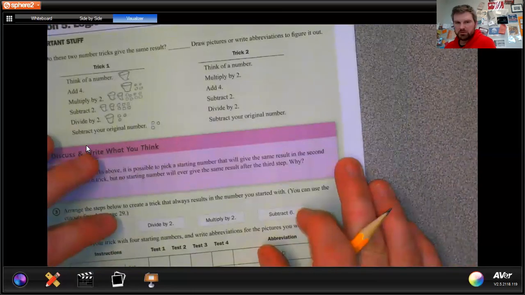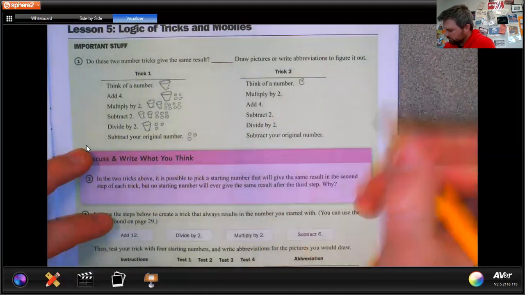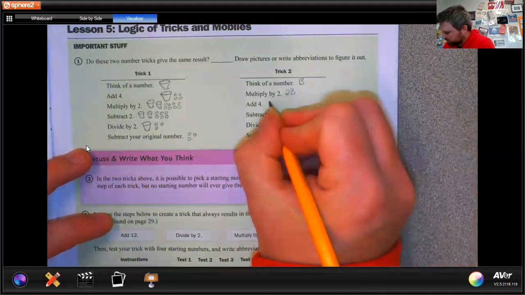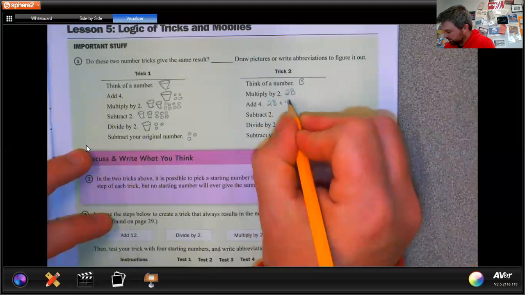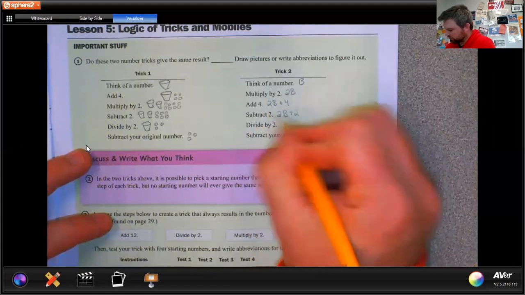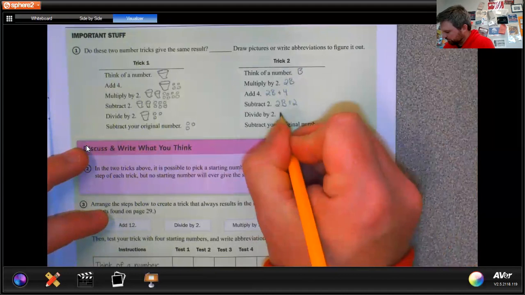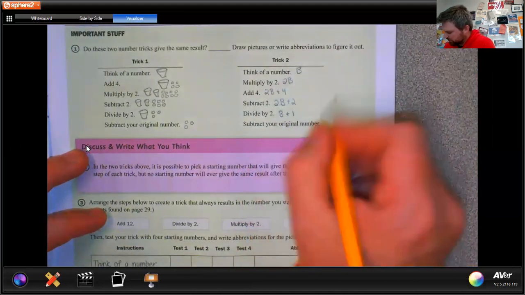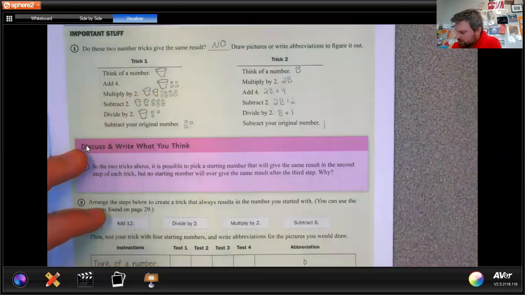Okay, over here, let's use the abbreviation method. Think of a number. We'll use B. Multiply that by 2, so now I have 2B. Add 4, so I have 2B plus 4. Subtract 2, which would be 2 marbles, so we subtract the 2 from the 4. So 2B plus 2, because 4 minus 2 is 2. Divide by 2. We divide my buckets and my marbles by 2, and I get 1B, or B plus 1. Subtract your original number. We subtract B and you get 1. So here I had 3 marbles, here I had 1 marble. So they do not give you the same result.